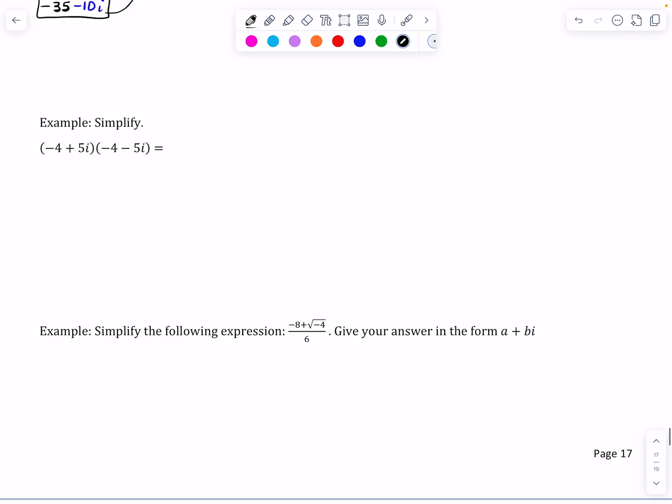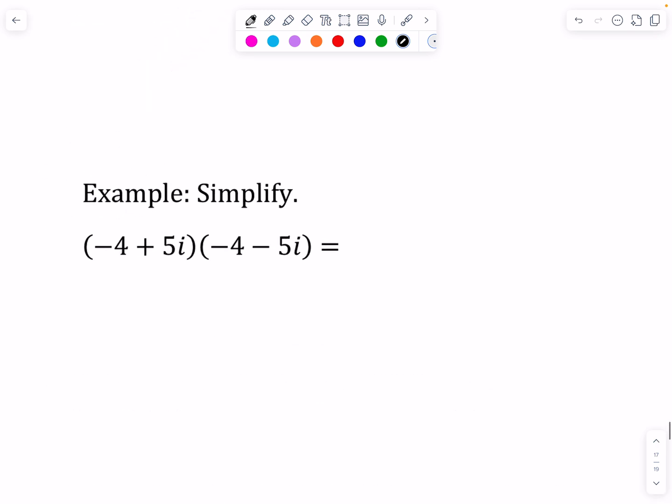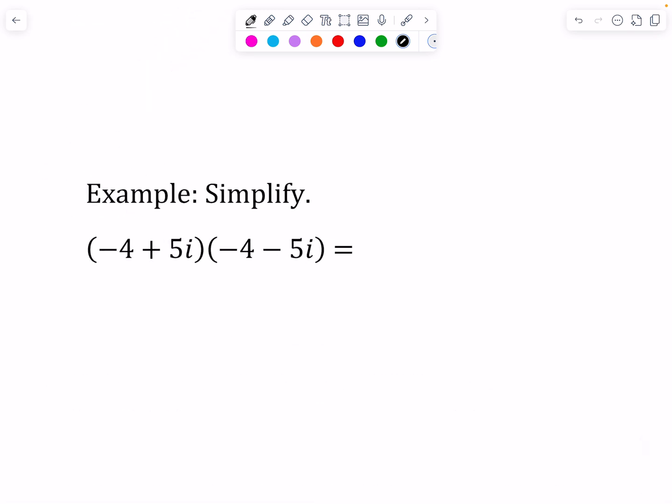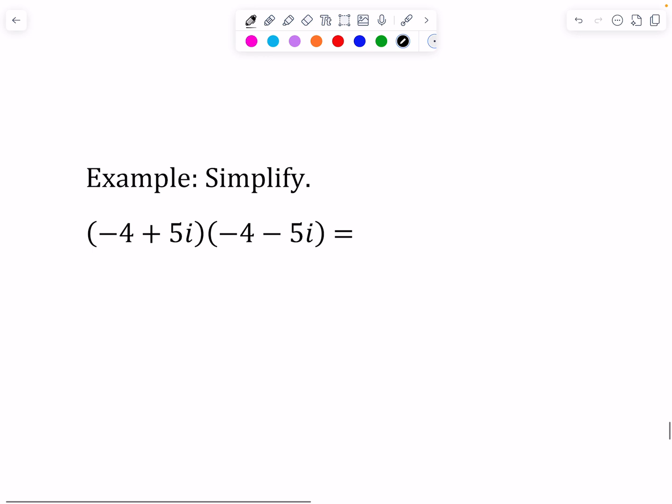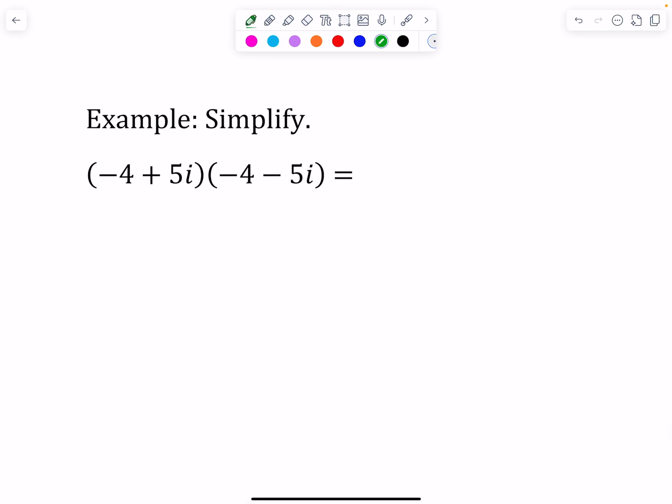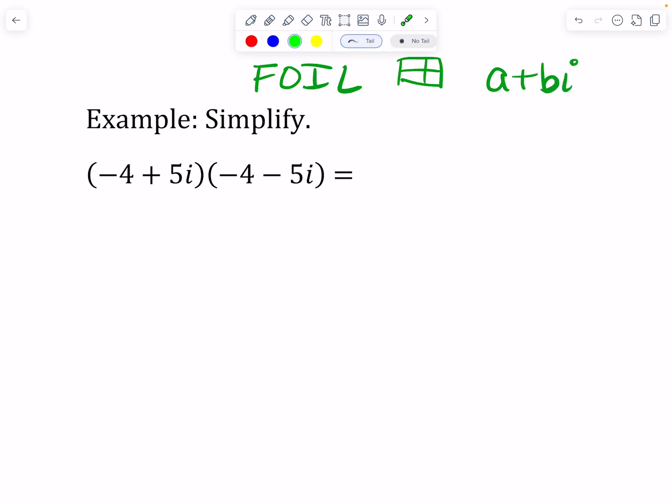I think this might be our last two questions. Here, we've done a couple of these. This is going to be a FOIL question, or if you use the box method to keep it organized, that's fine. You just need to make sure that your answer is a plus bi. Anytime you have a problem with an i in it, this is the format you need to write it in.